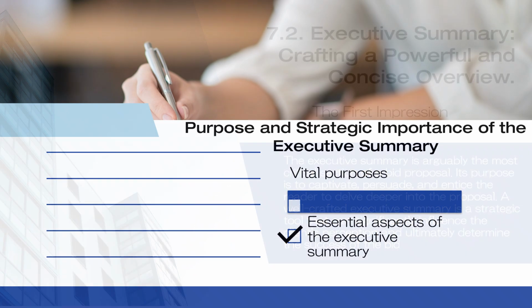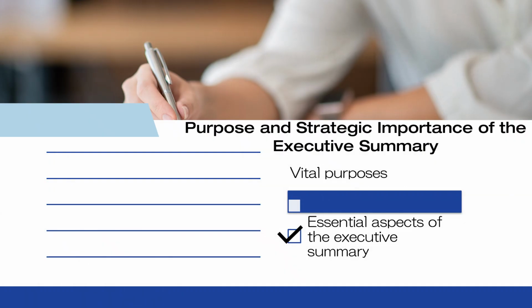of the bid. Purpose and strategic importance of the executive summary. The executive summary serves several vital purposes. Capturing attention. Imagine an evaluator has 20 proposals to read. A powerful executive summary is the hook that draws them in. A strong example would be one that opens with a direct, impactful statement like, "Your challenge of reducing operational costs by 20% is precisely what our solution is designed to solve." This immediately grabs their attention and shows you understand their core problem.